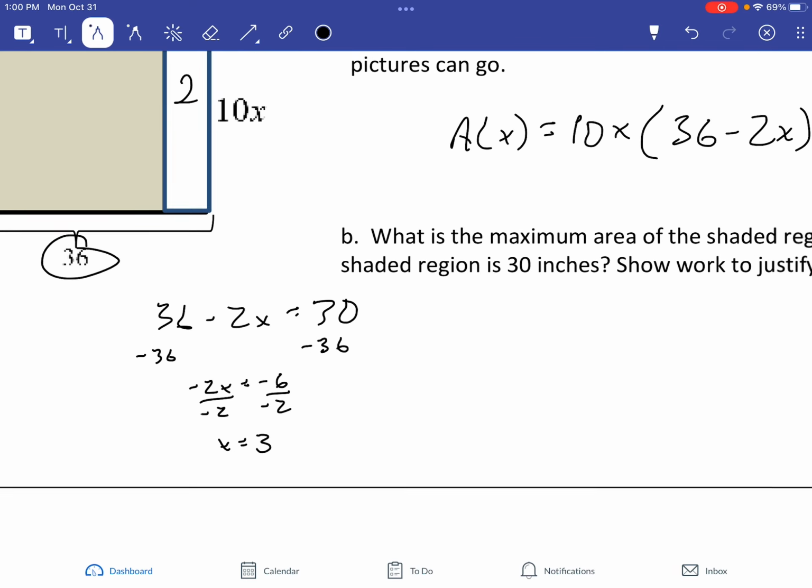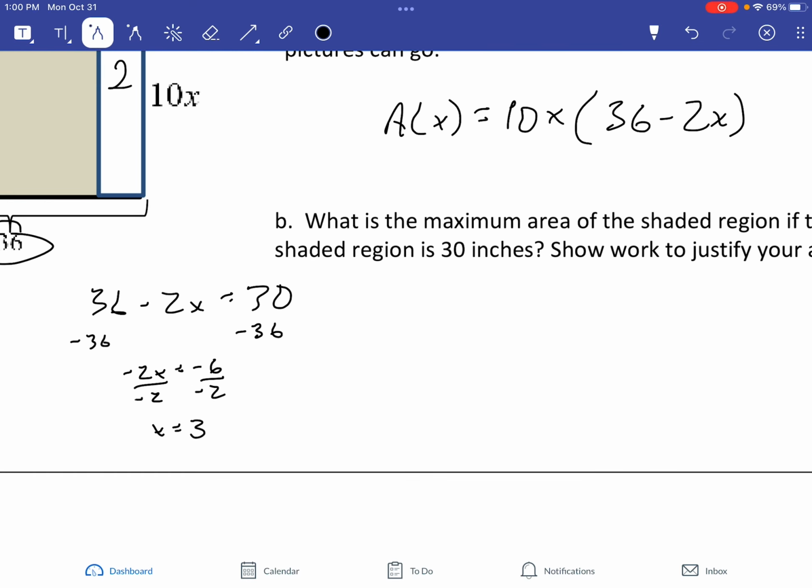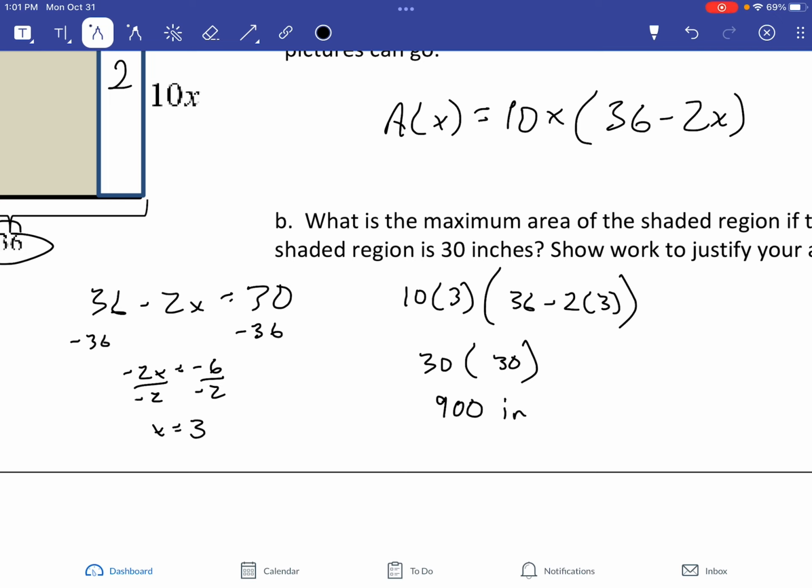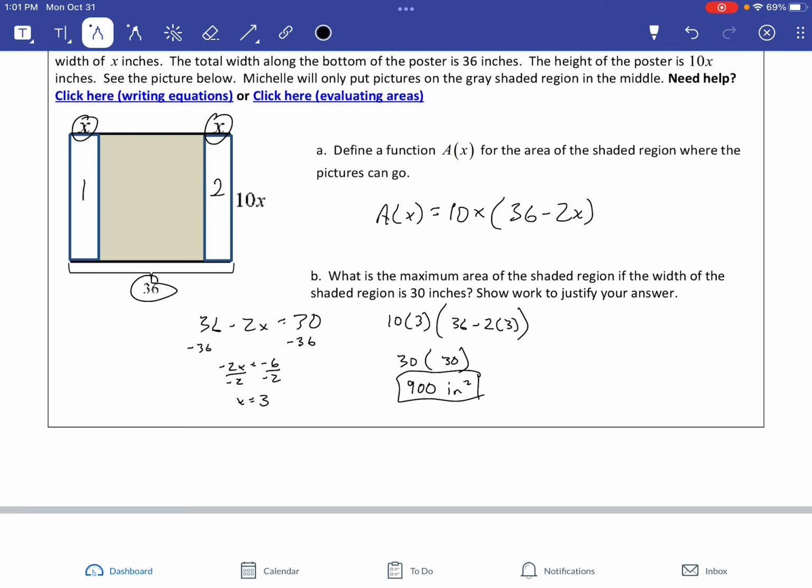I can then put that value back into my problem. So I have 10 times 3, and then 36 minus 2 times 3. So I will get 30 times 30. 3 times 3 is 9, and 2 zeros is 900. So we got inches squared. That sounds good. There we go. So that's it.